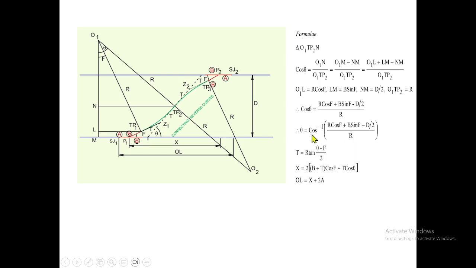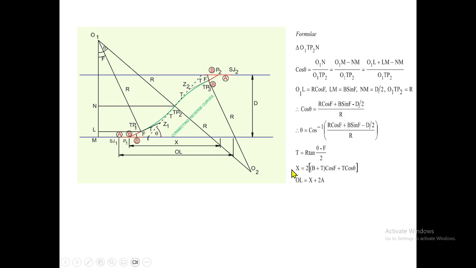Okay. Then once we know that theta, we can find out the tangent length. This is our deflection angle. This is theta minus f here. This angle subtended at the center is theta minus f, and the same angle will be your deflection angle.